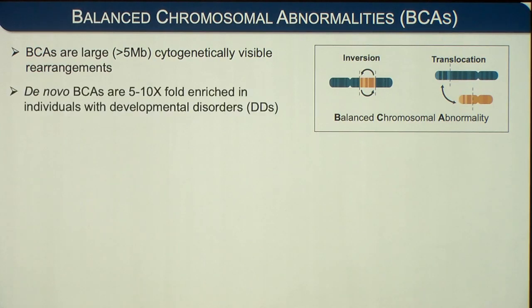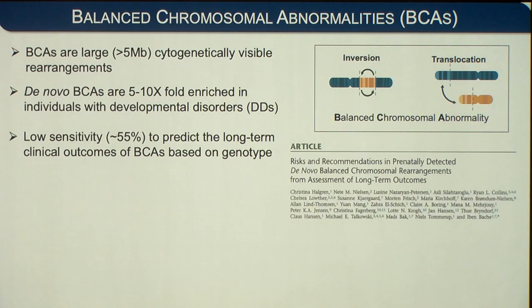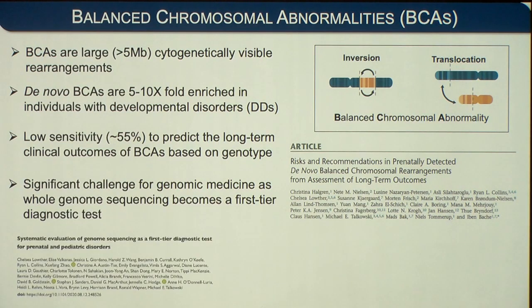De novo BCAs are significantly enriched in individuals with developmental disorders. However, we also observe them in adults with a history of normal developmental trajectories. And as it turns out, we're not very good at being able to predict the long-term clinical outcomes of BCAs based on genotype alone. And this is going to be extremely important for genomic medicine as we move forward, as whole genome sequencing becomes a first-tier diagnostic test for the assessment of developmental disorders, both that are detected prenatally as well as postnatally.